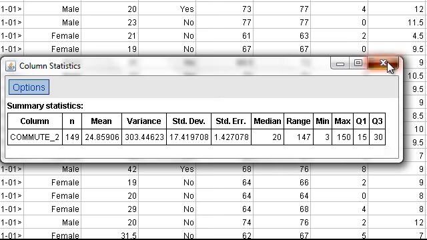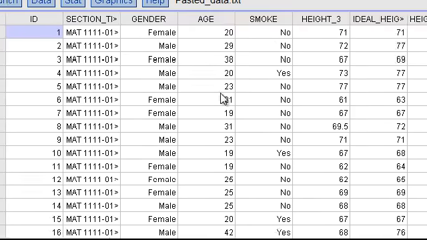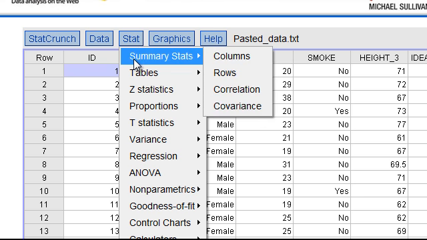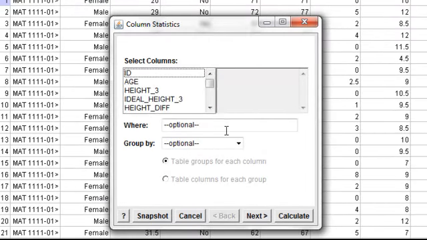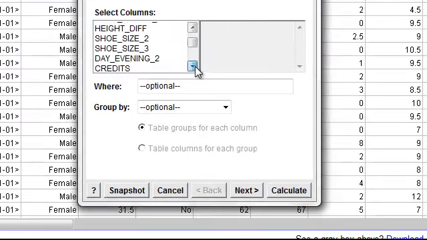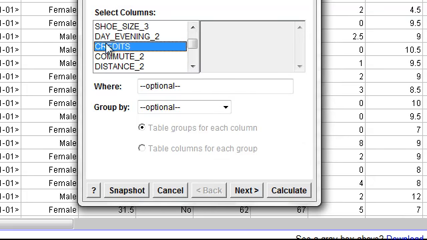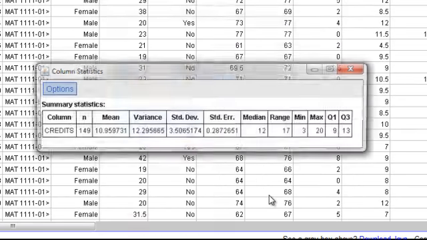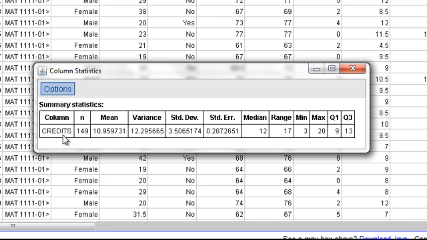Okay. Now let's look at the number of credits and find the measures of center and spread for the number of credits. So again, we go to Summary Stats, go to Columns. We want to select number of credits, which is denoted credits. We hit Next, and then we hit Calculate. For the credits, again, there were 149 students that took it.